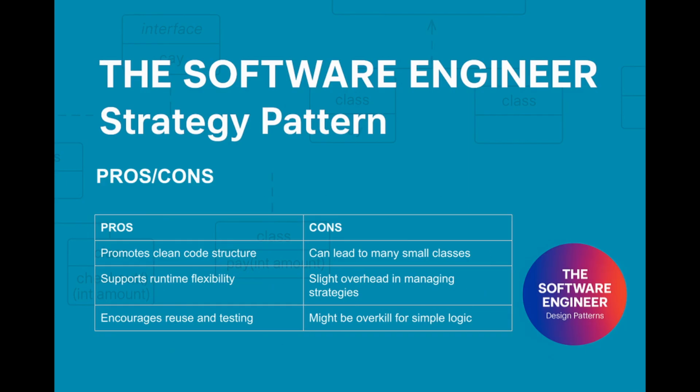Now let's break down some of the pros and cons. The pros: it promotes clean code structure, it supports runtime flexibility, and it encourages reuse and testing. And the cons: it can lead to many small classes, slight overhead in managing strategies, and it might be overkill for simple logic. In short, the strategy pattern shines in complex systems where behavior needs to be interchangeable, but for simpler cases, it might be more structure than what you need.